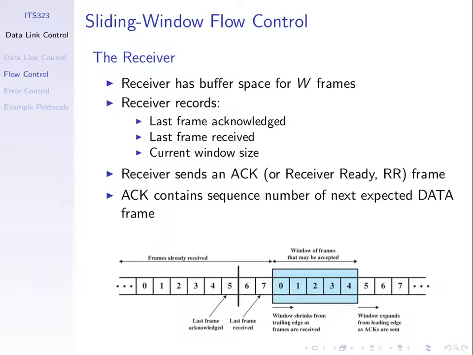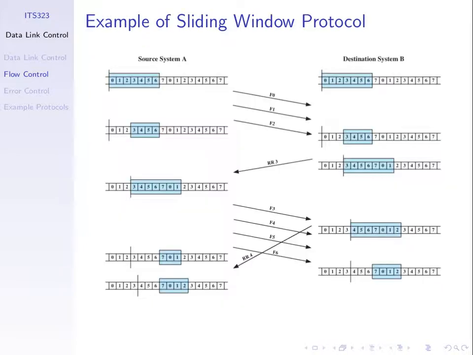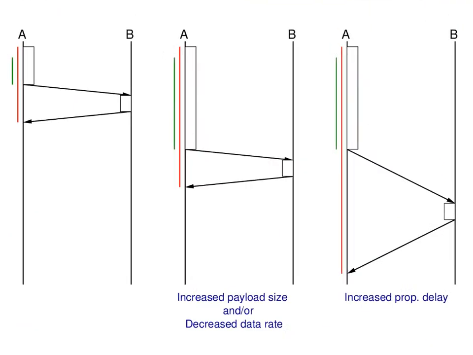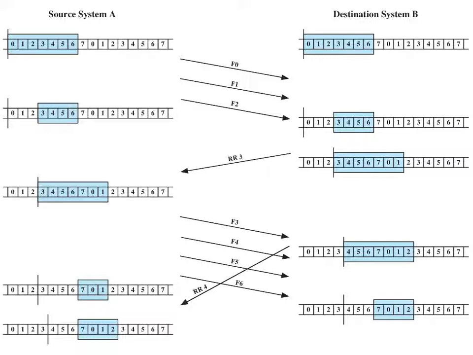Let's go through and see how these concepts work in a larger example. I know it's a bit small. I have a little bit bigger here, not much. Let's go through this example. It's showing just one example of A and B exchanging data using the sliding window flow control.